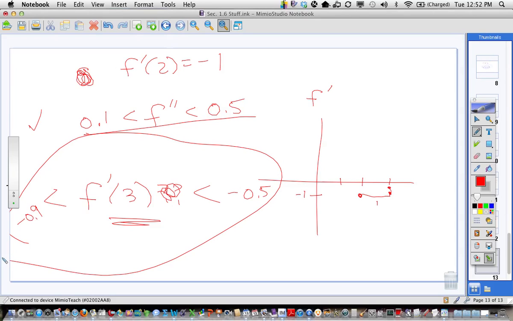There it is. Just write it like that. -0.9 to -0.5. F prime of 3 has to be somewhere between there. But again, that's just speed limit law. That's just saying that, okay, I told you you're here. This is how fast you can go, right? This is the slope. It's got to be somewhere between there and there. There you go. All right?